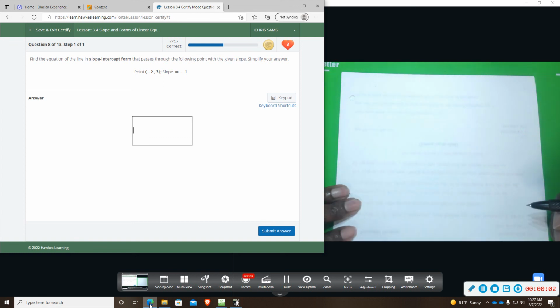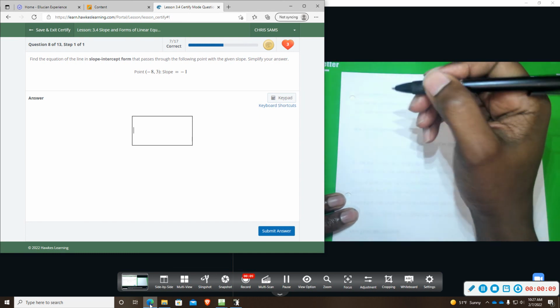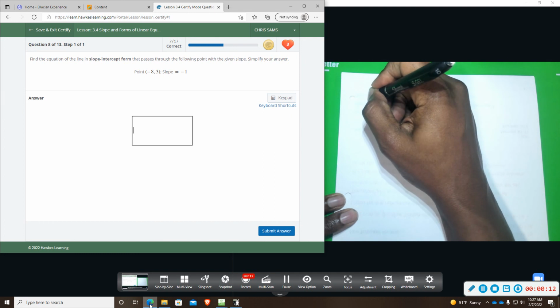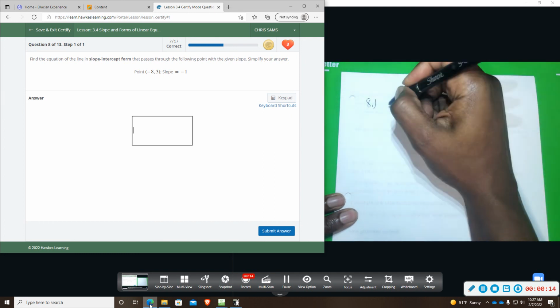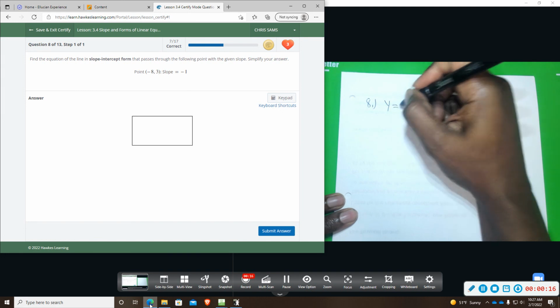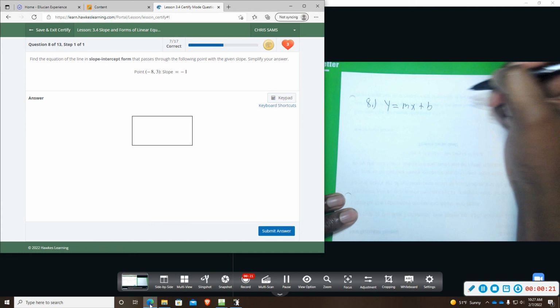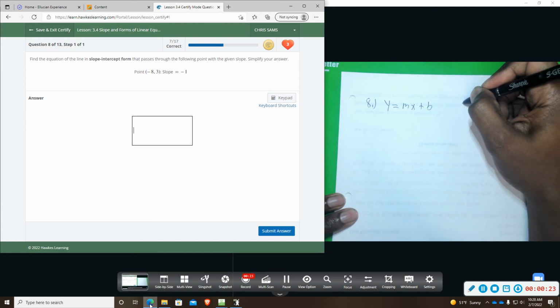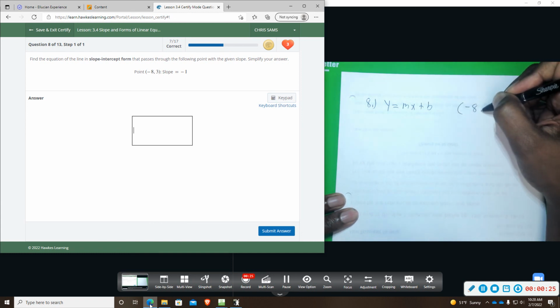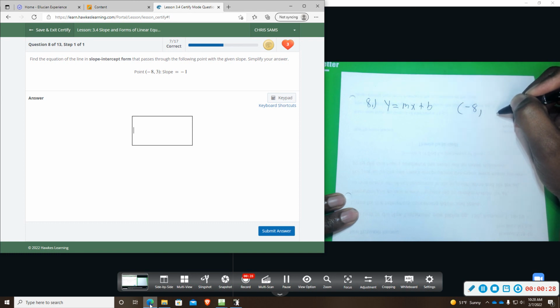All right, number 8, again, we're given a point and a slope, and we're asked to write it in slope-intercept form. So this time, I'm going to just show you an alternate method to do this. You can start with slope-intercept form, and we're going to plug in these points to the x and y, and we're going to solve for b.